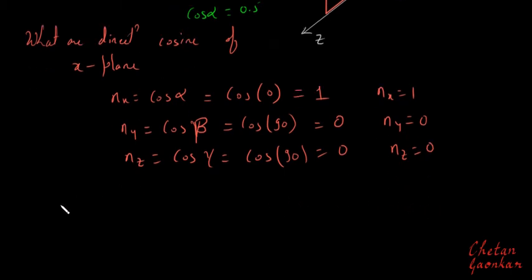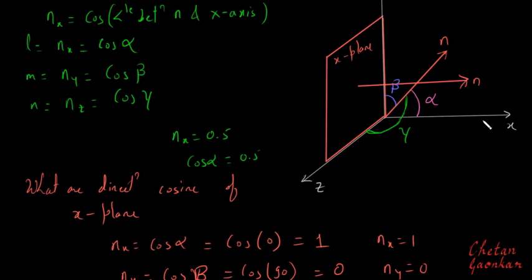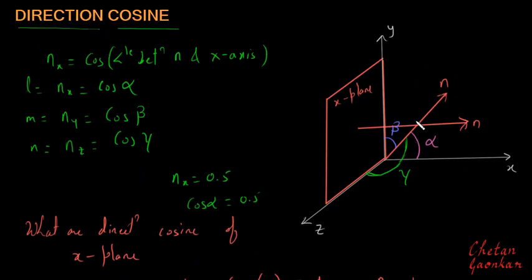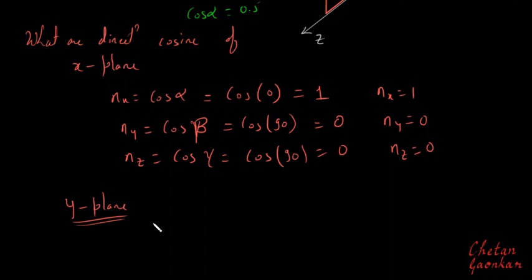Now similarly, if I take an example of, say, the y plane, will you be able to write the direction cosines of the y plane? On a similar basis, the y plane will be on the zx plane, and its outward normal will be in the direction of the y-axis, right? So for the y plane, the value of nx will be equal to 0, because it will be cos of 90 degrees, right?